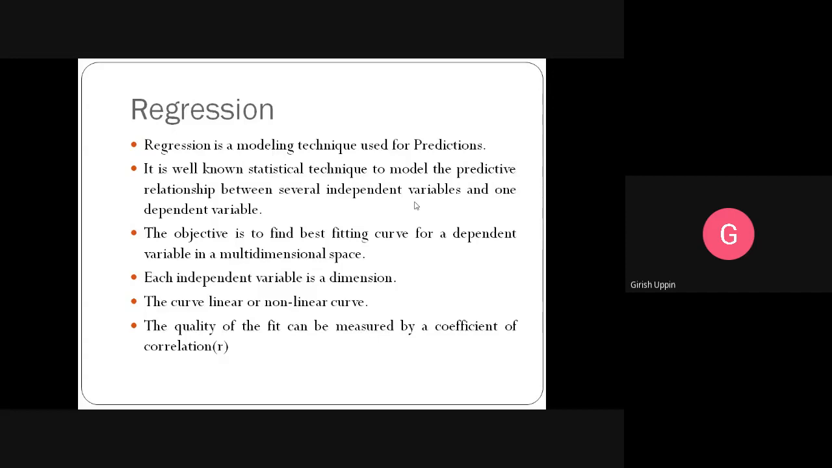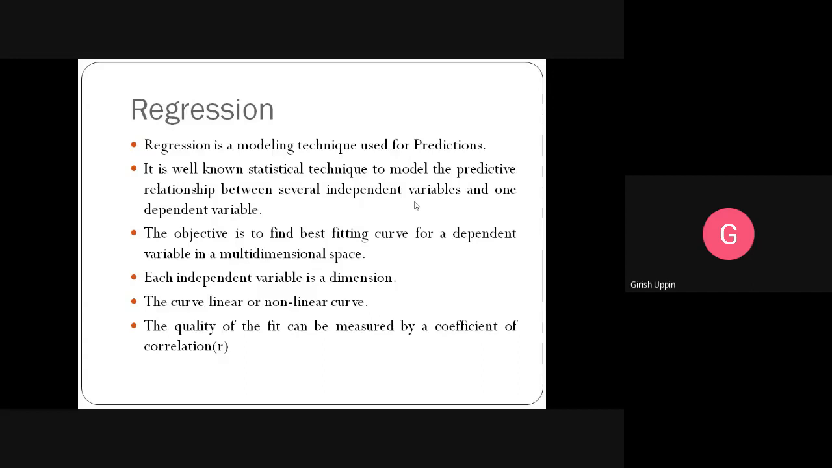If we have three variables, we get one more dimension, three dimensions, to predict the value of a particular variable. And the resulting curve could be a linear curve or a non-linear curve. It depends on the relation between the independent variables, and whether it is a linear relation or a non-linear relation. Based on that, I will get either a linear curve or a non-linear curve. The quality of the fit can be measured by the coefficient of correlation R.